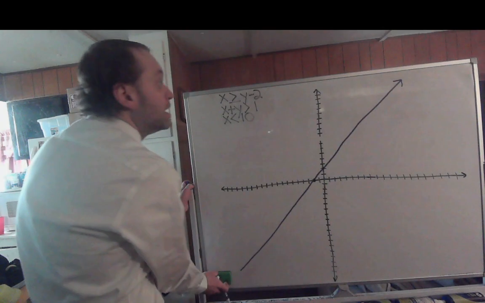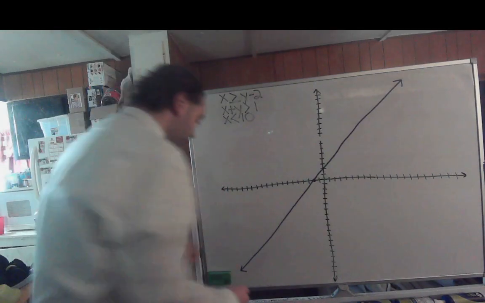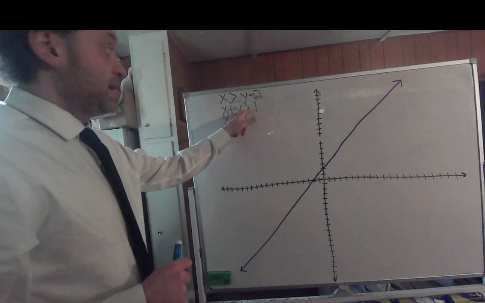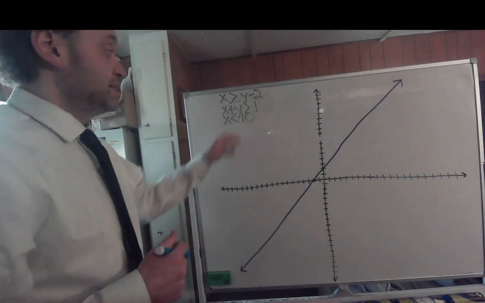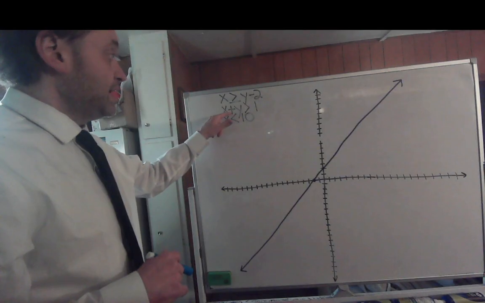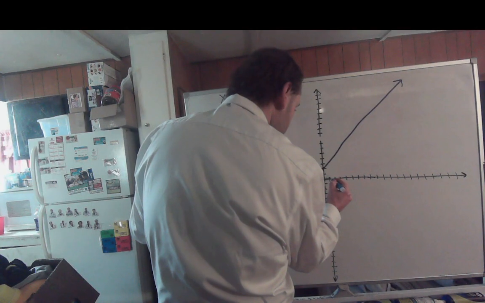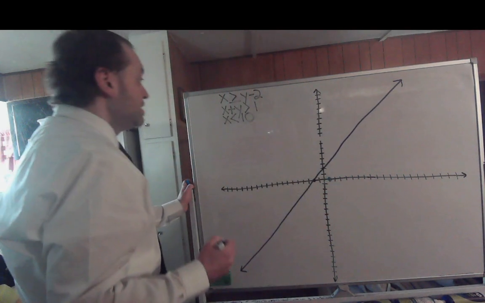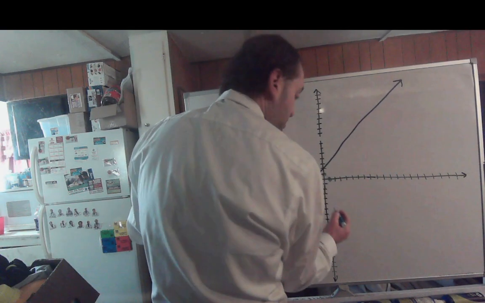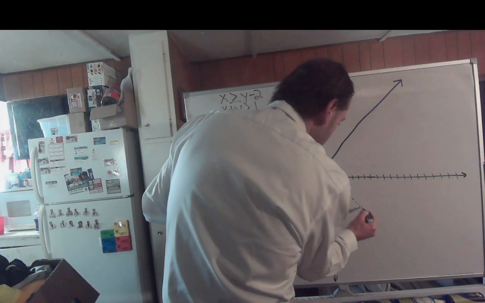Alright, now we got x plus y is greater than 1. Let's focus on that line. This time, since it's just greater than, we're going to draw a dotted line because that's not part of your solution since there's no equality. So the x-intercept would be at 1, 0, but you're going to draw an open circle there since that's not part of your solution. And then your y-intercept would be at 0, 1. Draw an open circle there since that's not part of your solution. Then draw a dotted line through those points.